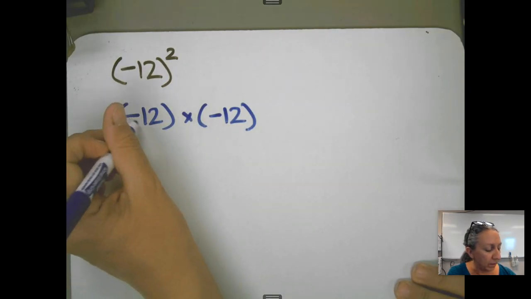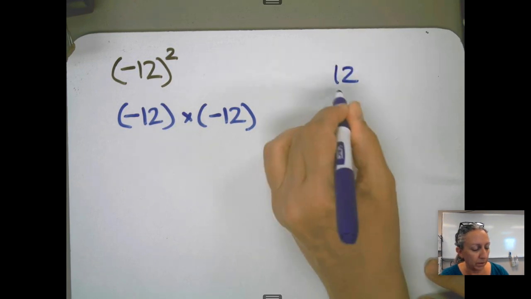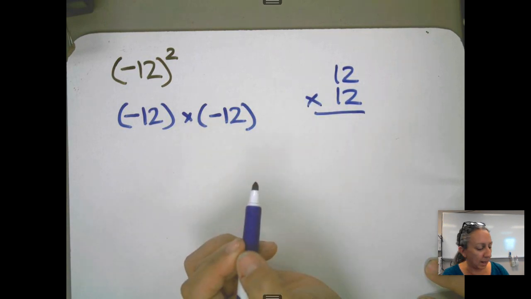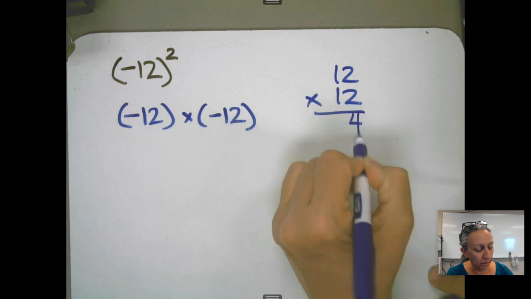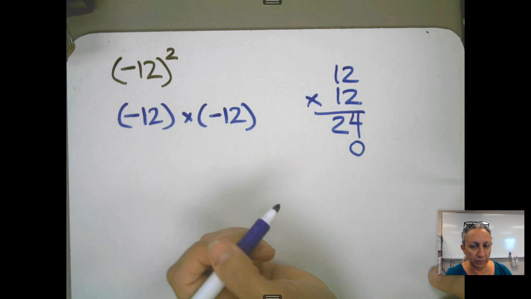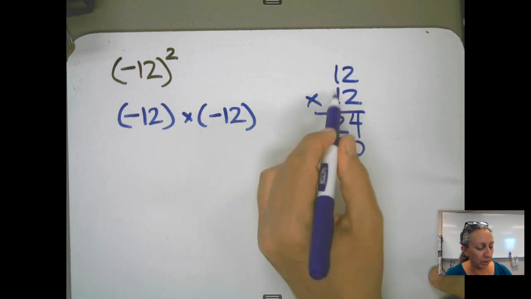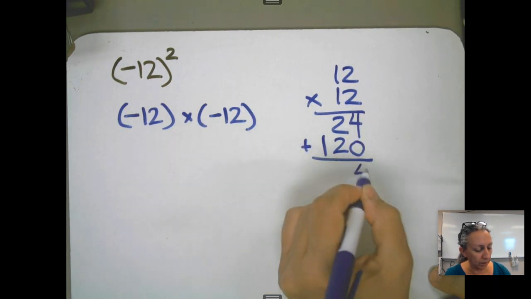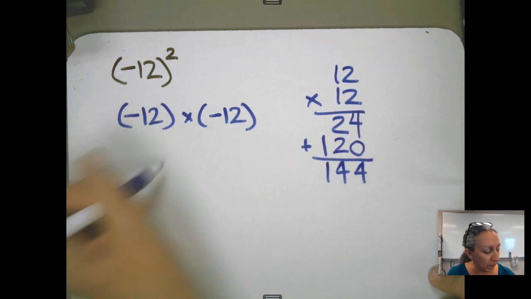Well, 12 times 12, if you aren't sure about that one, we can do it over here. 12 and 12. This will be a quick practice in that procedure, which we're going to do on the next one also. 2 times 2 is 4. 2 times 1 is 2. Place value holder. Move on to the tens place. 1 times 2 is 2. 1 times 1 is 1. Add all that up. 4 plus 0, 2 plus 2, 1. So it's 144.